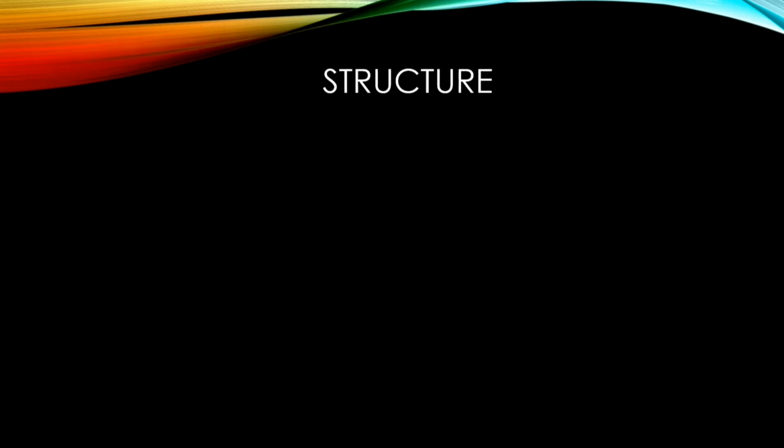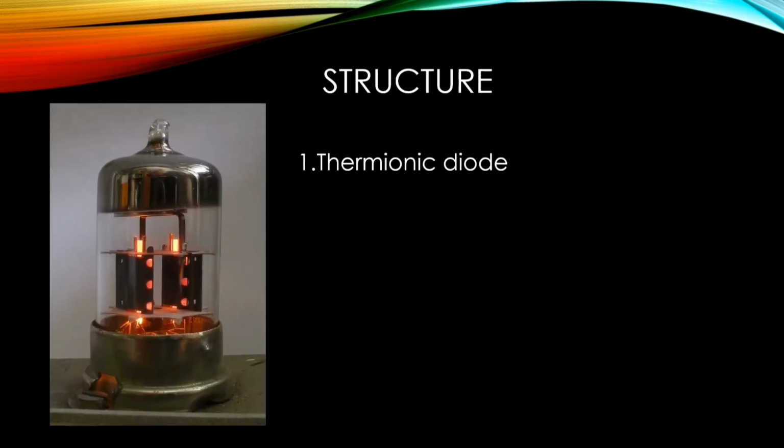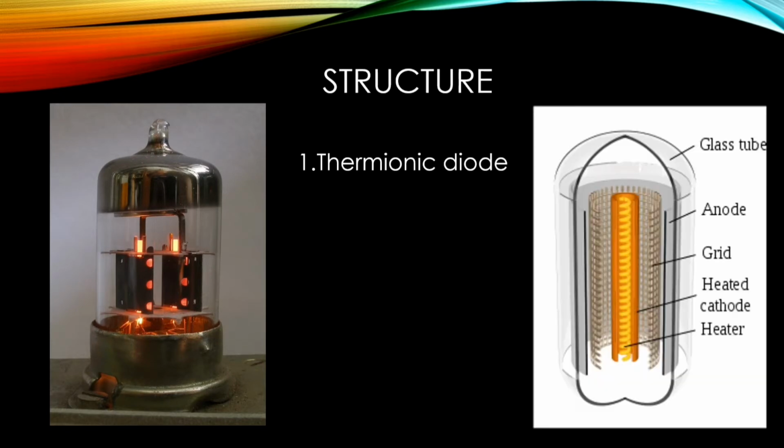Then structure of thermionic diodes. I have the actual picture for you. You can see how it looked like. From the schematic diagram you can study about the structure. There is a vacuum glass tube in which there is no medium, and then there are two electrodes, one anode and a heated cathode. Between heated cathode and anode there is a grid to control the flow of electrons.